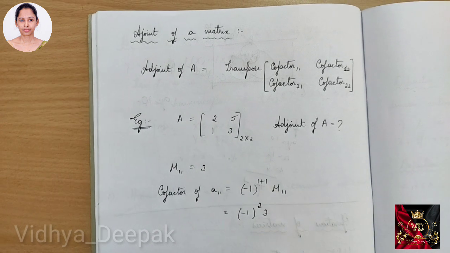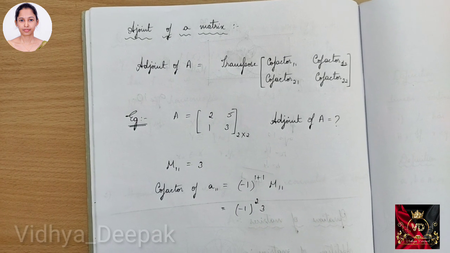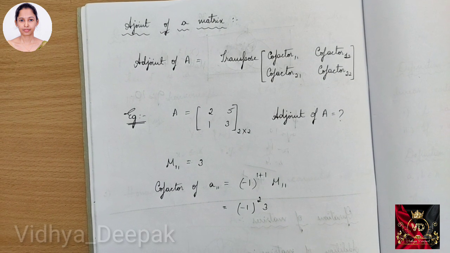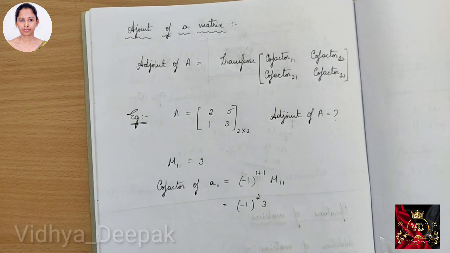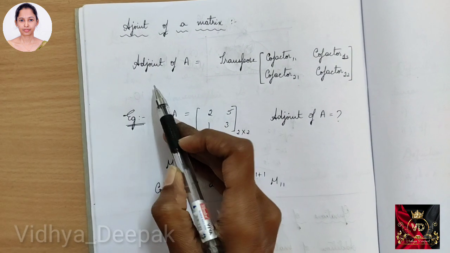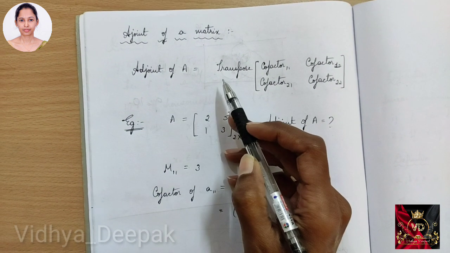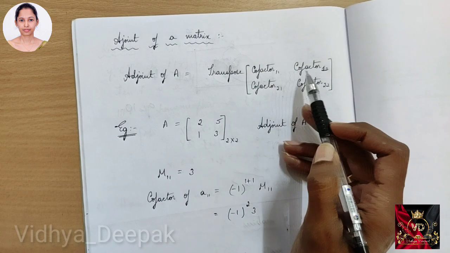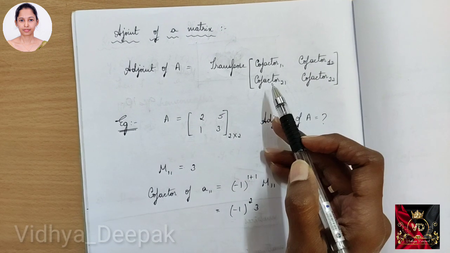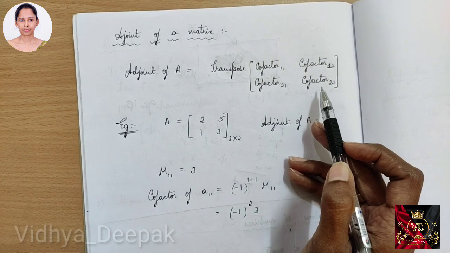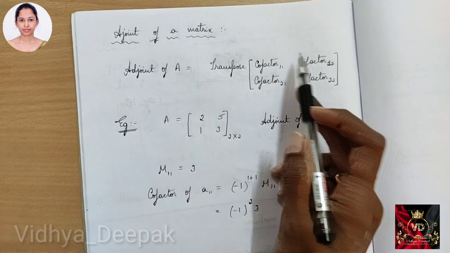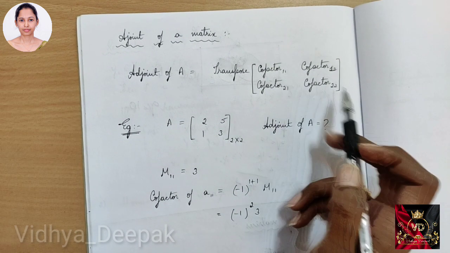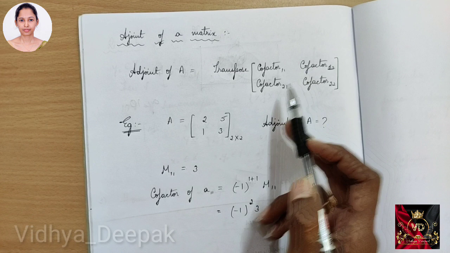After finding the minors and cofactors, we can use them in finding the adjoint of a matrix. So what is the adjoint of a matrix? How to find it? The adjoint of a matrix is nothing but the transpose of the matrix of cofactors. You have to find the cofactor of A11, cofactor of A12, cofactor of A21, cofactor of A22. Then you have to take the transpose of this matrix. That gives you the adjoint. We will understand this better using an example.